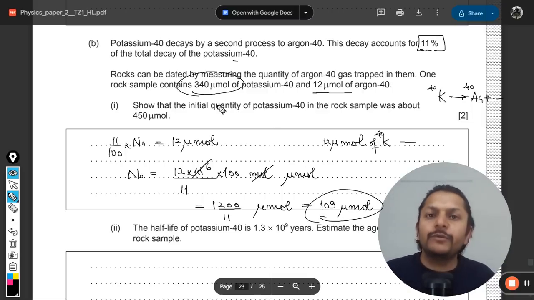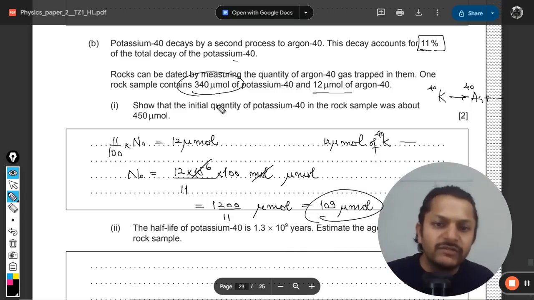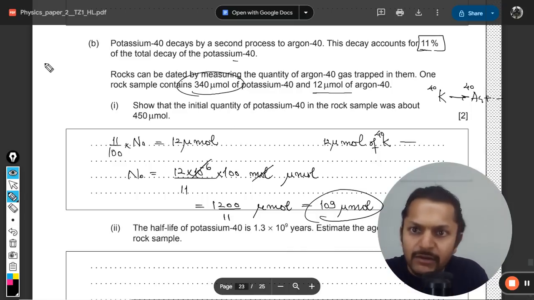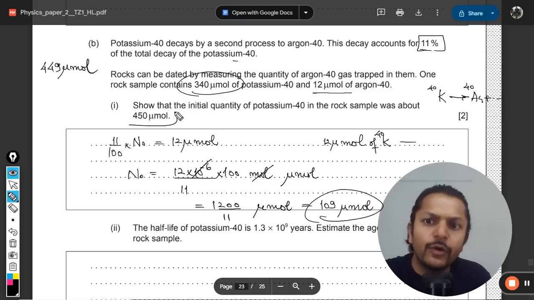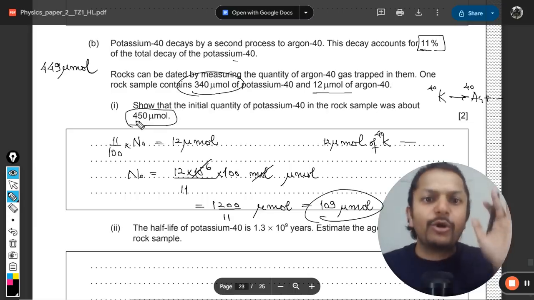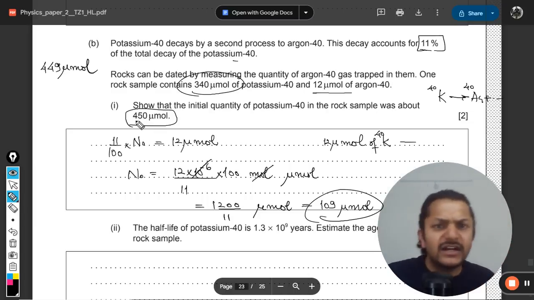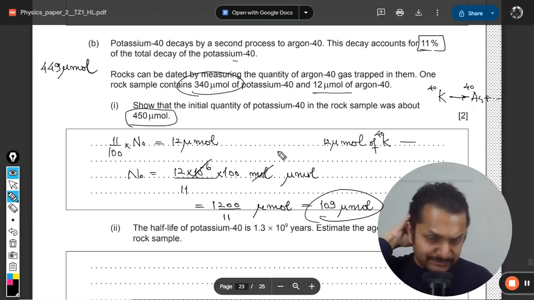340 micromole of potassium is present even now. So what was the initial number with which you started? It will be 340 plus 109. So that will become 449 micromole, which is approximately equal to 450 micromoles. So this is how we do this. This is the proper explanation of this question. Is it clear? I think this should be. If there is any other doubt, you can ask in the comment section.